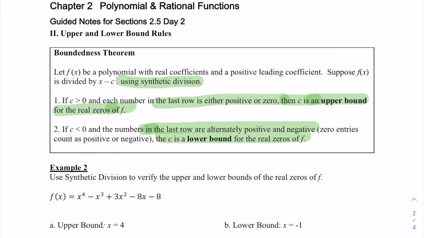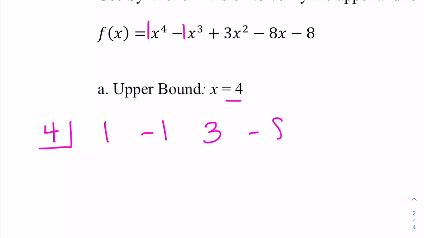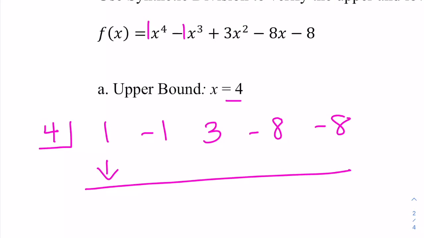So let's look at this one. Here we have the function. It's written in descending order of degree, and we're going to check for the value 4 and see, is 4 an upper bound? The coefficients are 1, -1, 3, -8, and -8. I bring down the 1. Remember, we're multiplying, going up, adding, going down.